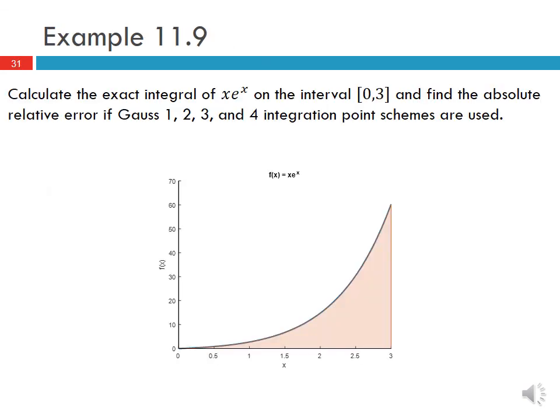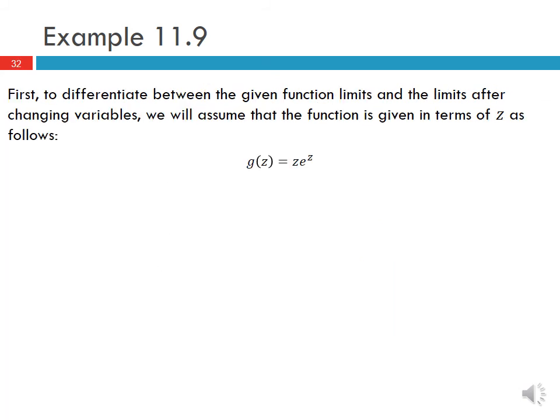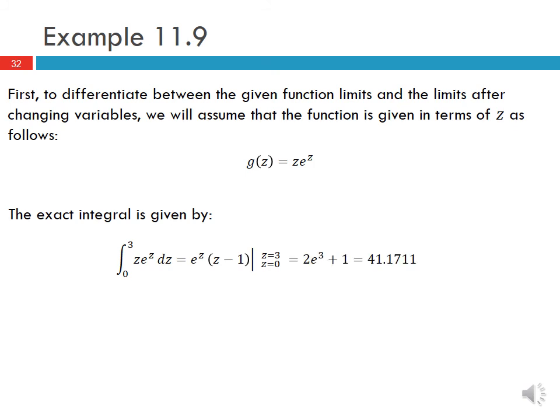So let's take a look at an example. We want to calculate the exact integral of x times e to the power x on the interval from 0 to 3, and find the absolute relative error using 1, 2, 3, and 4 integration points with the Gauss integration scheme. First, to differentiate between the given function limits and the limits after changing variables, we assume that the function is given in terms of z. So g of z is equal to z e to the power z. The exact integral, we can evaluate this, is given as 41.1711.